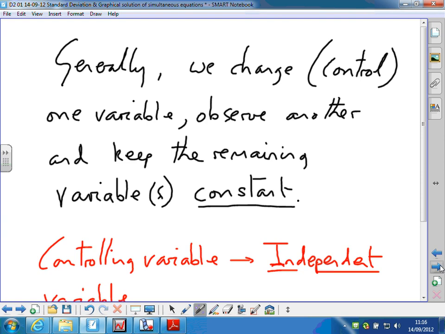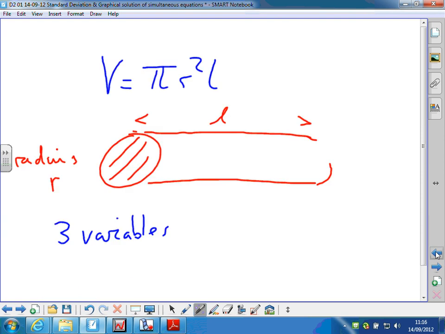Generally, we change or control one variable and then observe another and keep the remaining variable constant. So in this previous one, 3 variables, I might be interested in how the volume changes with radius, so I'd keep the length constant, and so on. Does that make sense? It's a sort of scientific method, isn't it? If you've got more than 2 variables, you keep one of them constant and then see how one changes with the other.